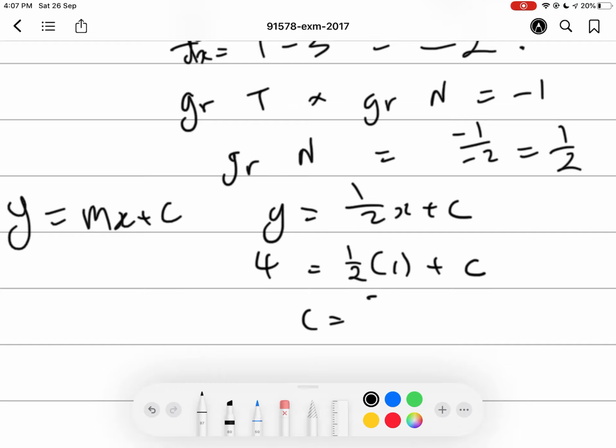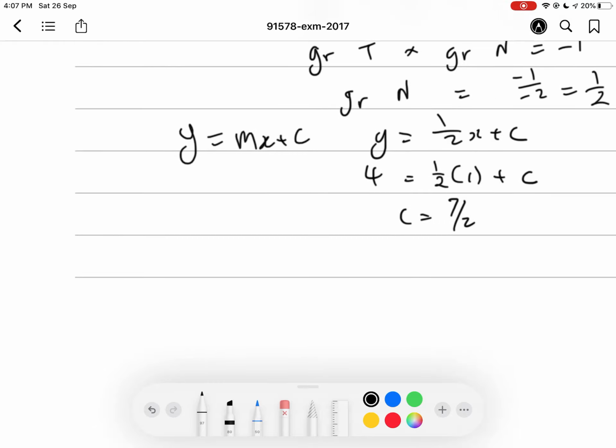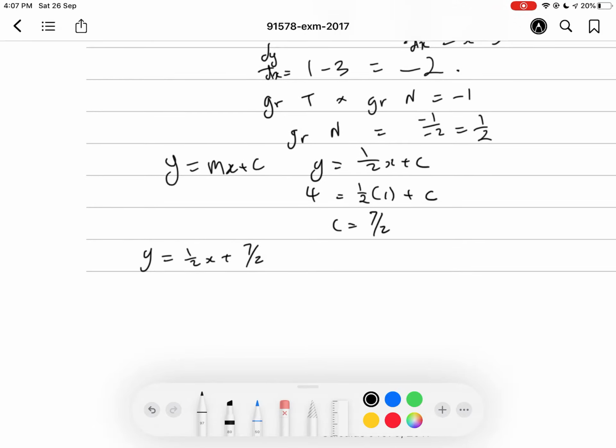Therefore, c equals 7 over 2. So now we can say y equals 1/2 of x plus 7 over 2. And we can make this equal to the equation of the parabola to find the other point P. So therefore, 1/2 of x plus 7 over 2 equals 1/2 of (x minus 3) squared plus 2.